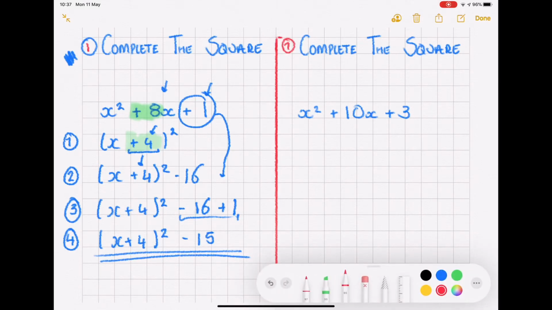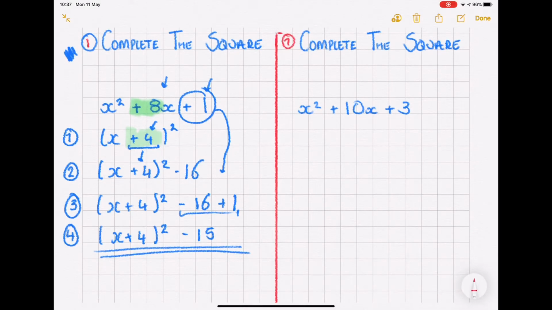First step, we write out our bracket and we find our coefficient. Our coefficient is half the coefficient in front of the x. Then we take the thing that's inside the bracket, so the positive 4 in this case, we square it, and then we subtract it away from the whole bracket. Then our next step is to bring down whatever number we have, and then simplify, and that's completing the square.